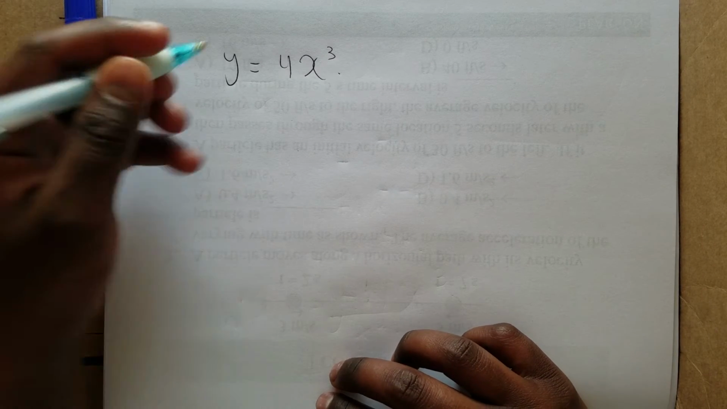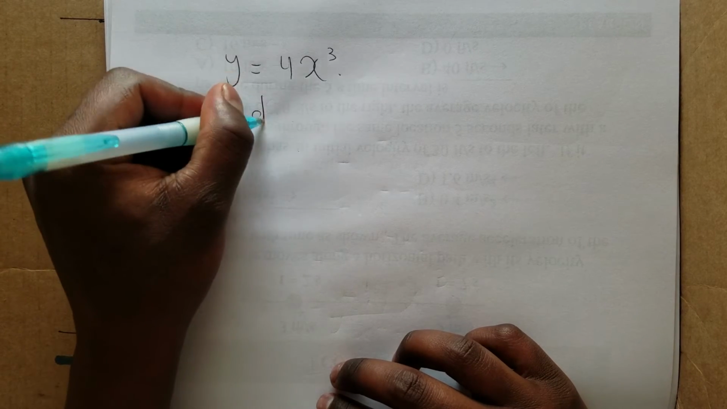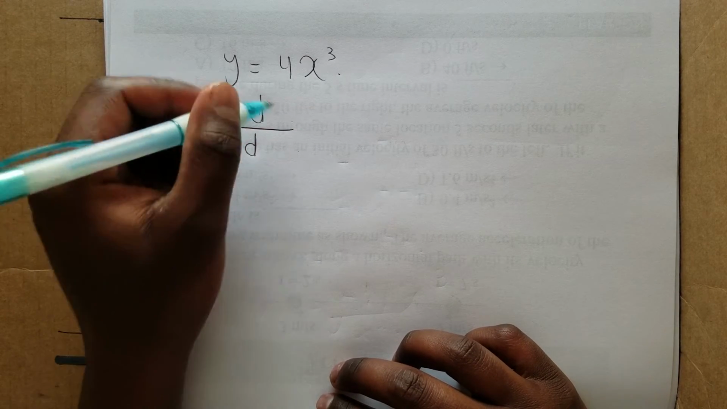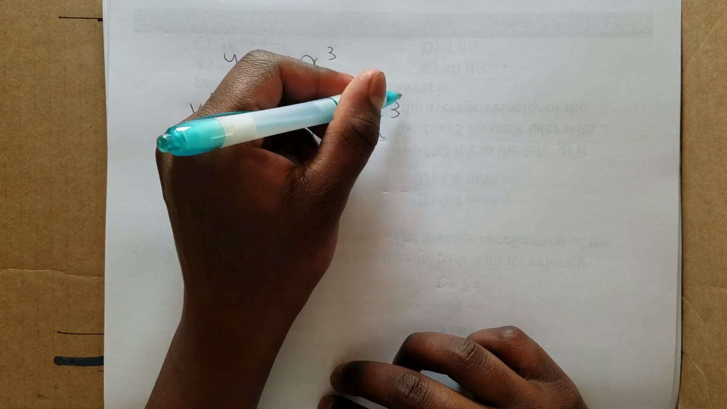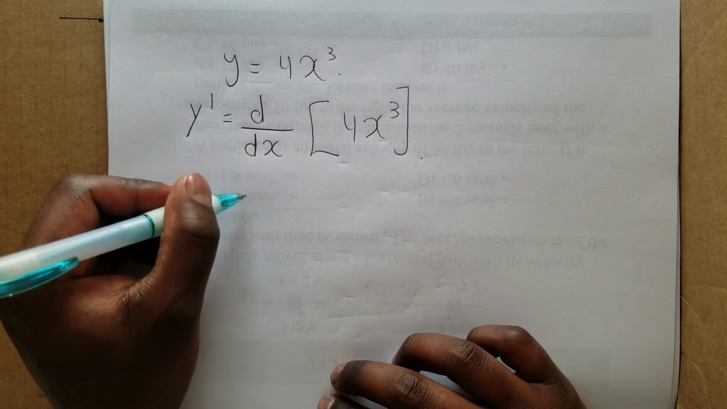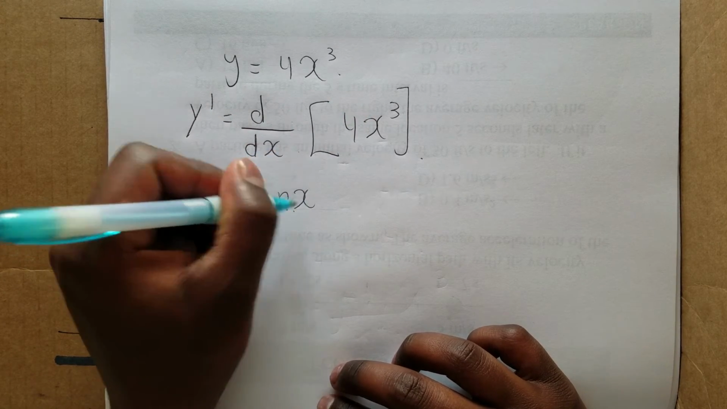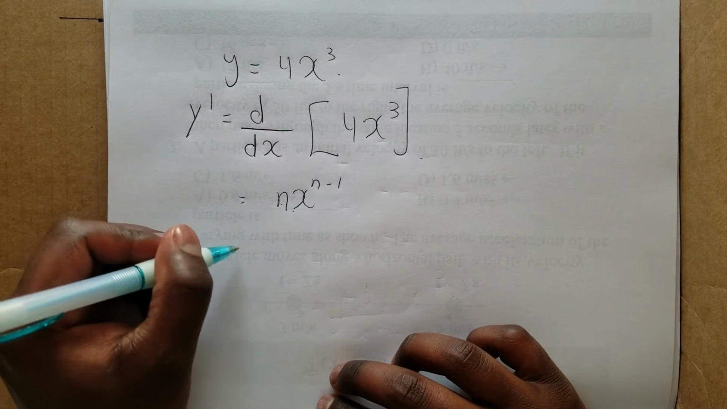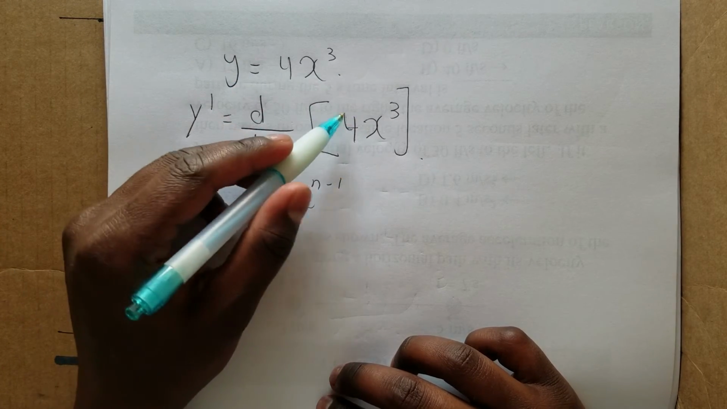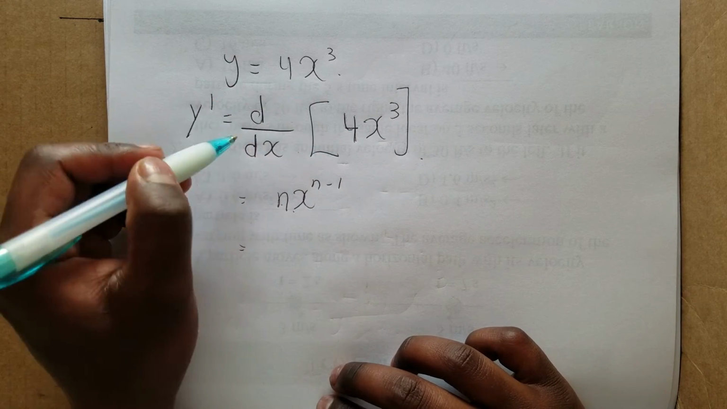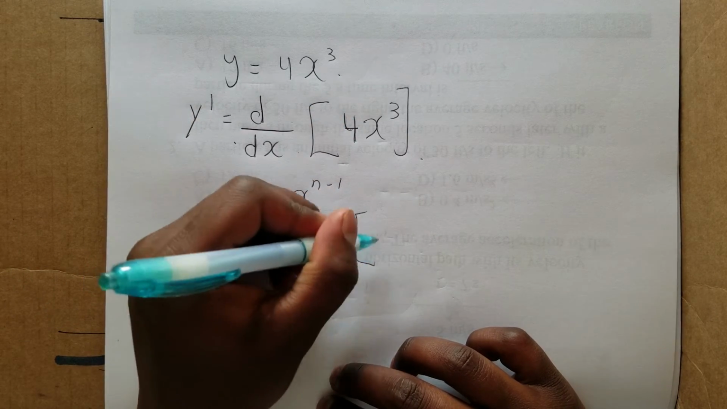If you want to find the differential of that, you write that in differential form. So y prime is equal to the differential with respect to x of this function here, 4x to the third power. So we do the same thing. For x to the power n, you bring down the n and n minus 1. In this case, for this function, you can take the 4 out, because the differential of a constant can be taken out, so you get 4 times the differential of x to the third power.